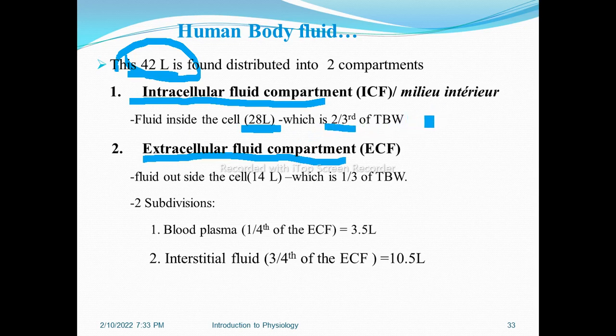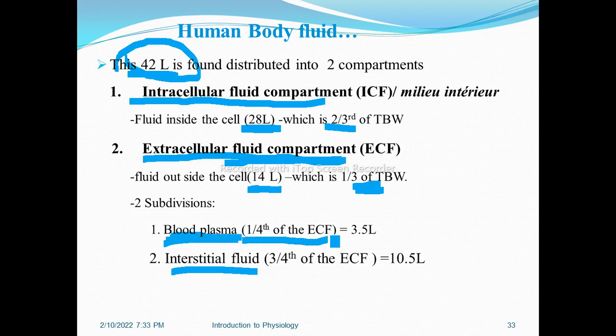42 times 2 over 3 gives us 28 liter. And extracellular fluid is the fluid outside the cell, and it gives us 14 liter. This means 42 times 1 over 3 gives us 14 liter. Now extracellular fluid is also divided into two: blood plasma and interstitial fluid. Blood plasma is intravascular fluid. It is 1/4 of extracellular fluid, so 14 times 1 over 4 gives us 3.5 liter.